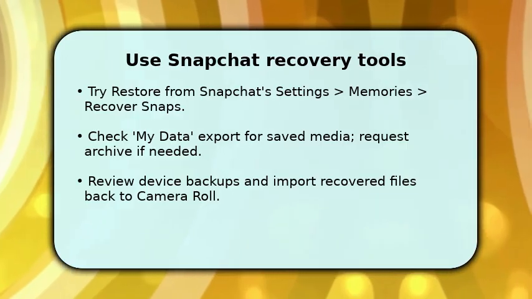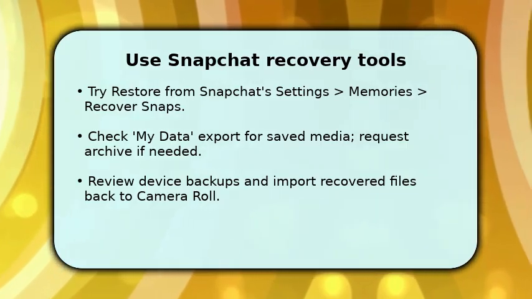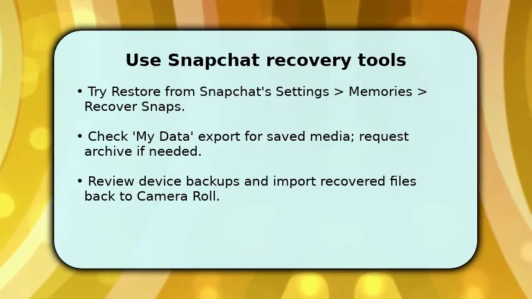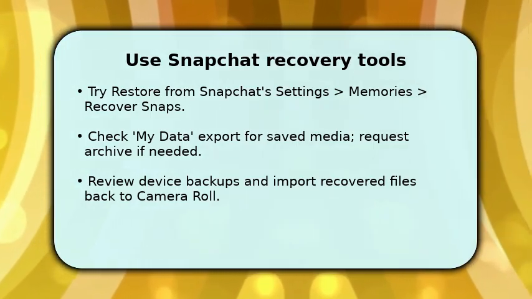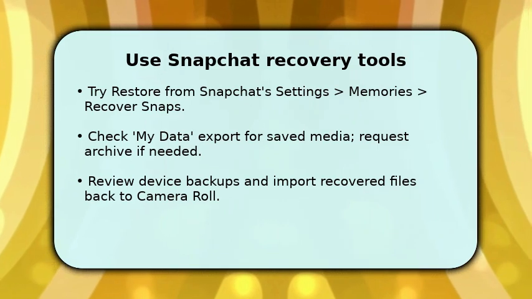Meanwhile, inspect your phone's cloud backup for exported images and download any matches. Once you obtain files, import them to your camera roll, then resave into Memories so Snapchat recognizes them again.